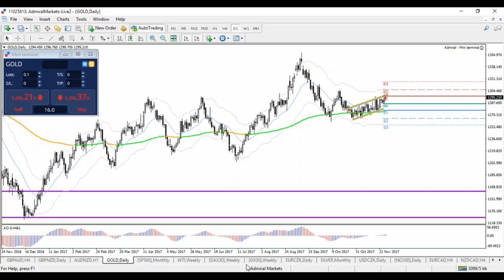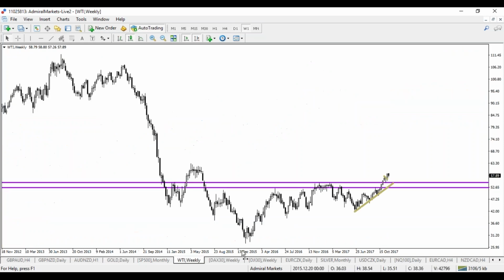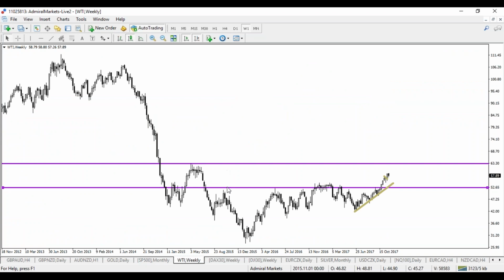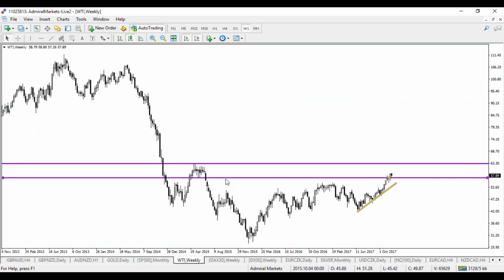Otherwise, in the meantime, a quick look at some other instruments, maybe oil. I still think that this broke through this resistance zone, but all in all, I think it's definitely still in a resistance zone.